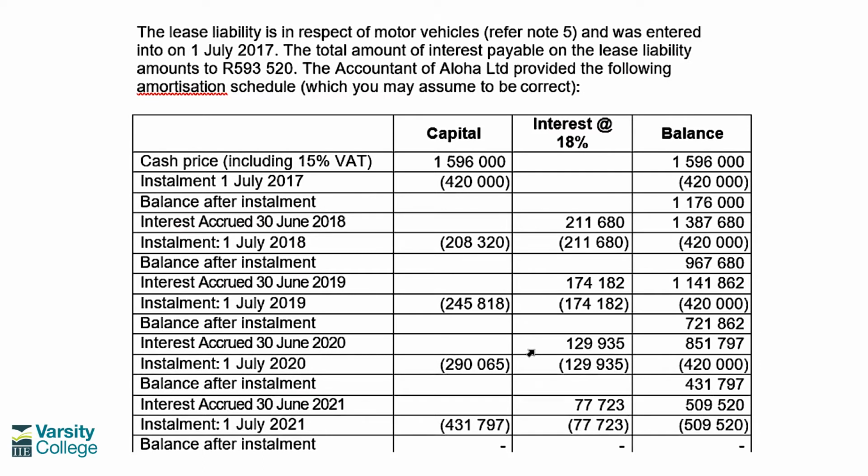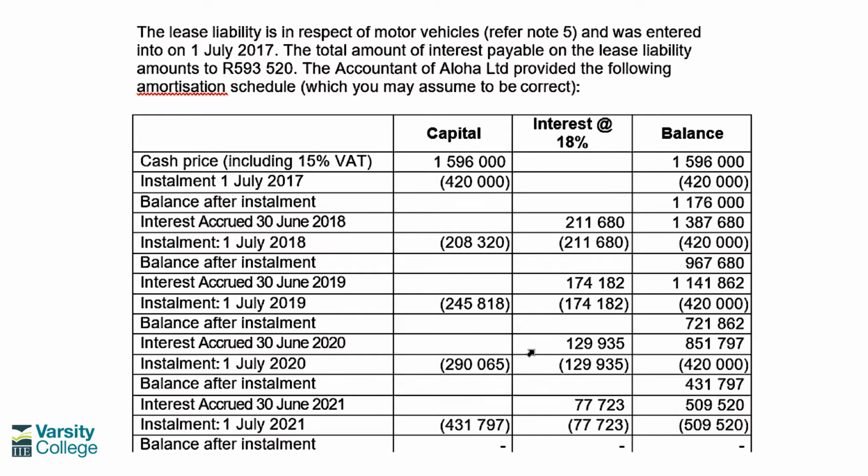1 July 2017 is 2 years ago. Our year end is 30 June 2019. So we're in the second year of the lease, not the first year. The total amount of interest payable on the lease liability was 593,520. That's generous that that amount has been given to you, because normally you would have to work that out. It isn't difficult to work out.